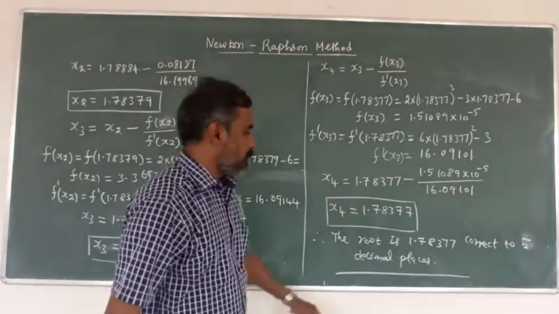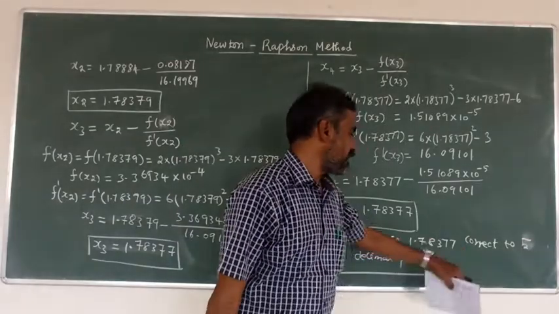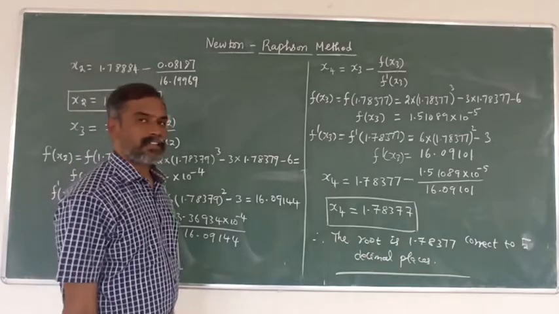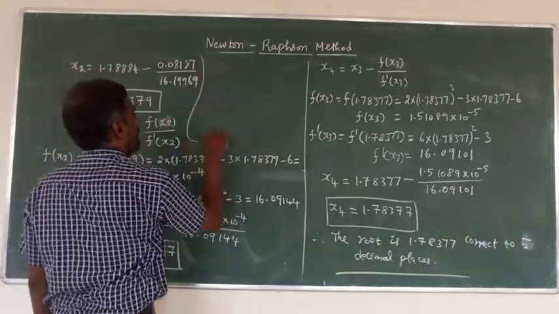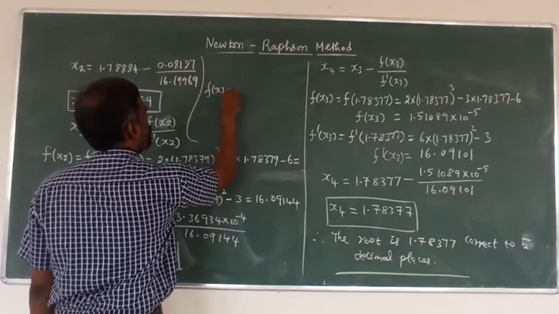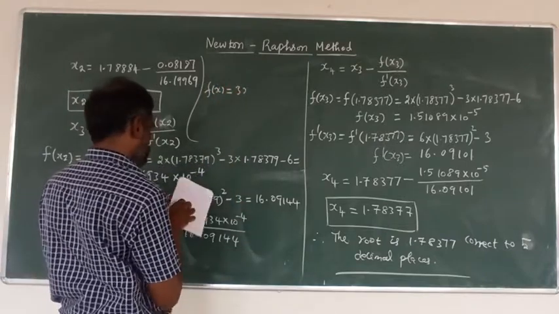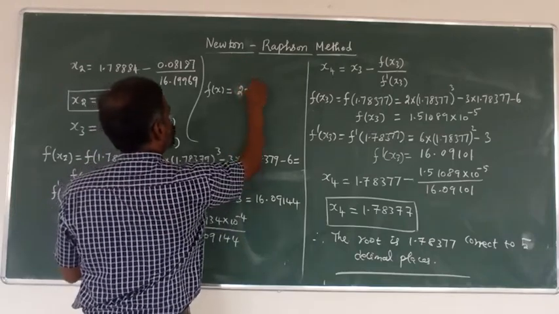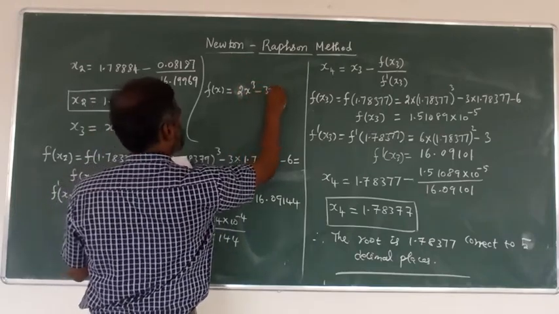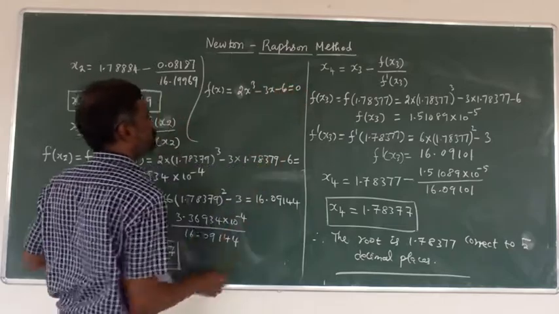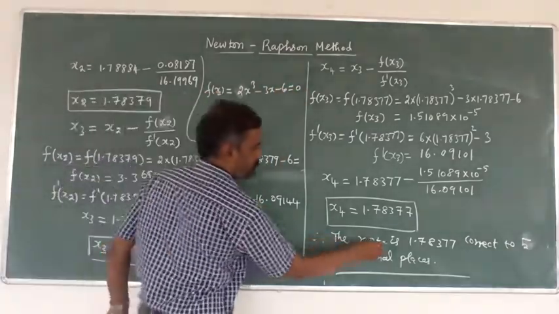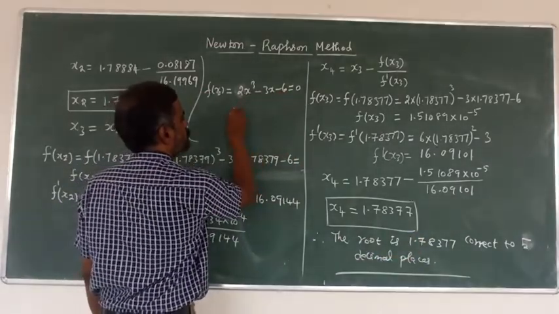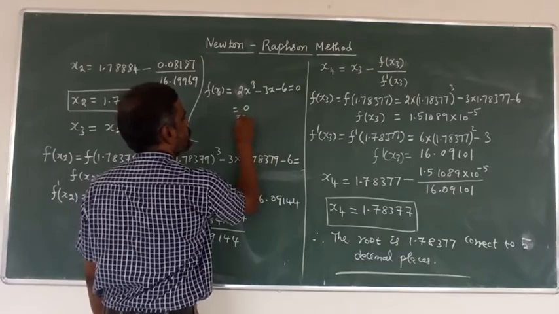Now substitute 1.78377 in f of x. f of x equals 2x cube minus 3x minus 6 is equal to 0. You have to substitute the x value 1.78377 and we can get the result as exactly 0.